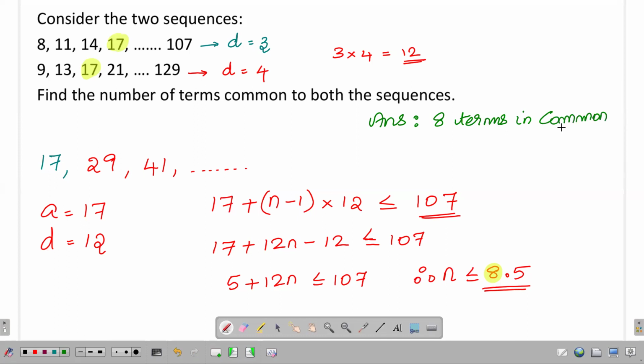Okay, so please make a note of this. Number of terms in common, it is equal to 8, or 8 terms are there in common. In this way, when you are considering.